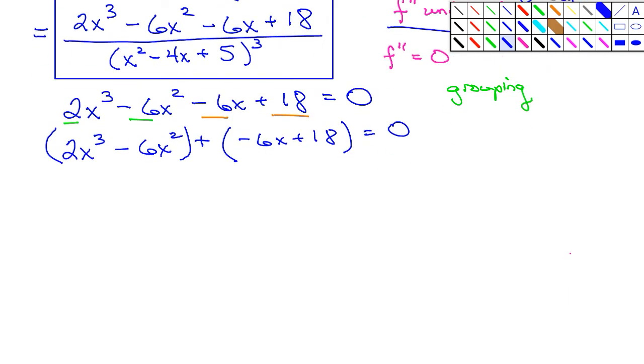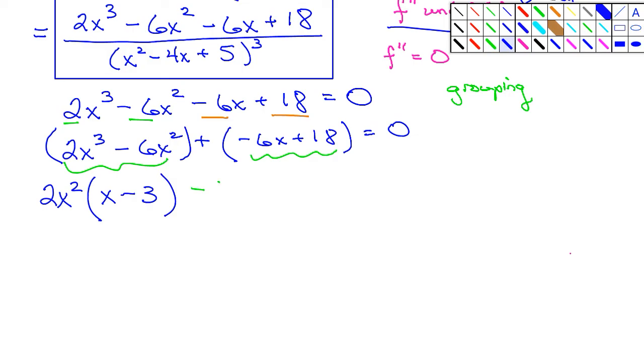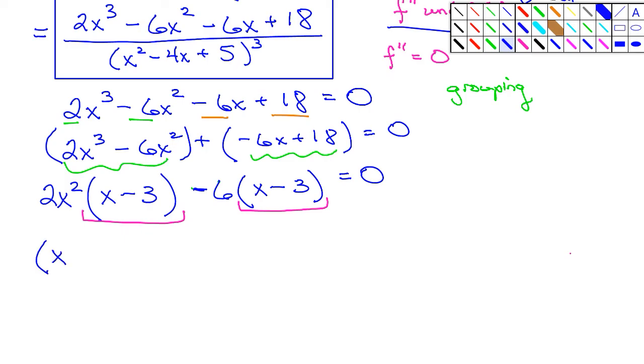Now the way grouping works is first figure out what you can factor from these first 2 terms here. So I've got a 2 and a 6, so I can factor out a 2. I've got x cubed and x squared, so I can factor out x squared. That leaves behind x minus 3. Then the question is, what can you factor from the second pair? And I see I can factor out a negative 6. When I factor out negative 6, that leaves behind x minus 3 as well. And that's the key to grouping. If you leave behind the same factor, then you can factor that factor out, and pull that out, and then what you're left with comprises the other factor.